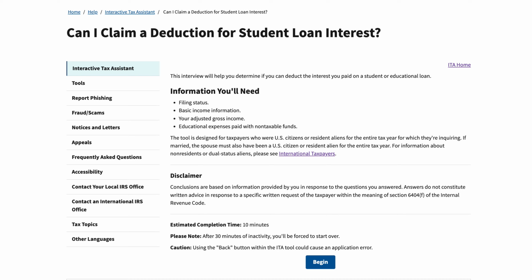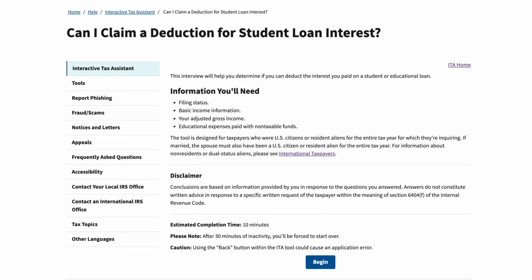Over the IRS Interactive Tax Assistant tool that helps taxpayers determine whether or not they can claim a deduction for student loan interest. So, for your general awareness, certain eligible taxpayers can claim student loan interest as a top of the line or above the line tax deduction on Schedule 1 of their tax return. In other words, they don't have to itemize deductions if they're able to take the student loan interest.